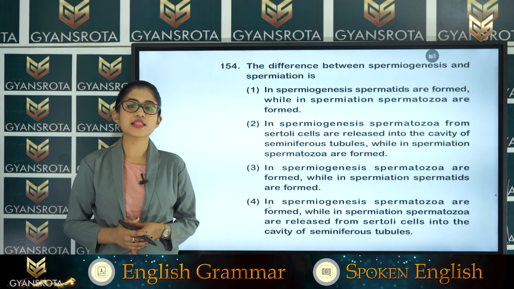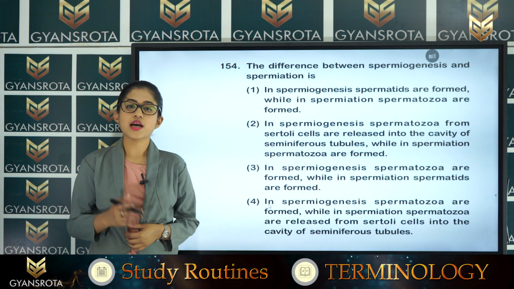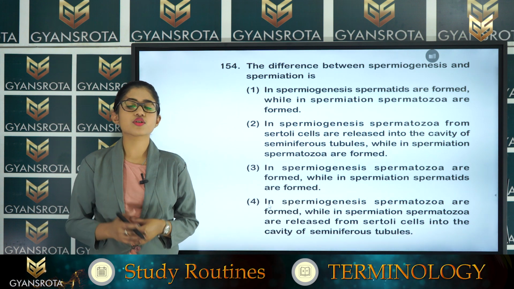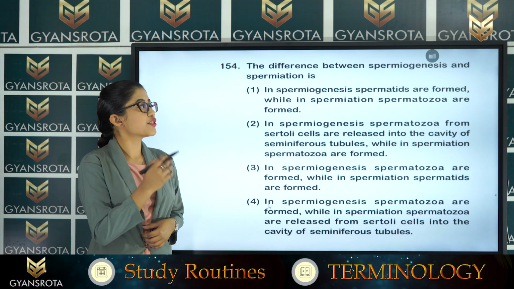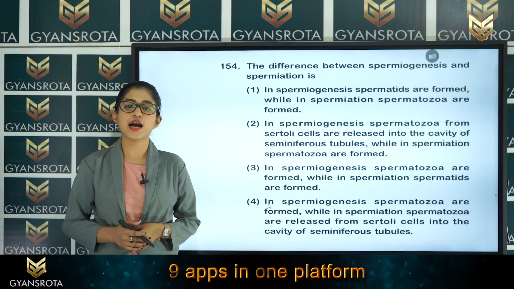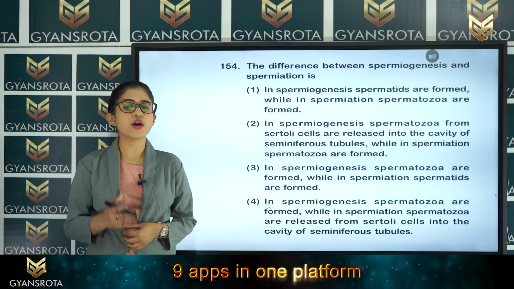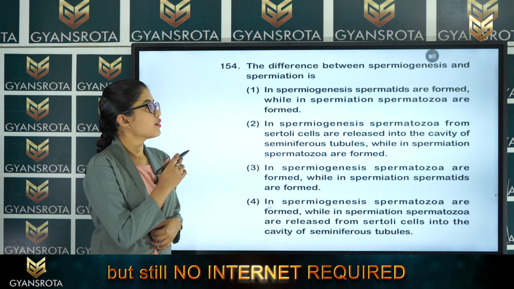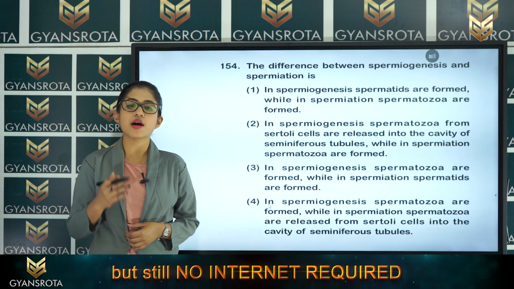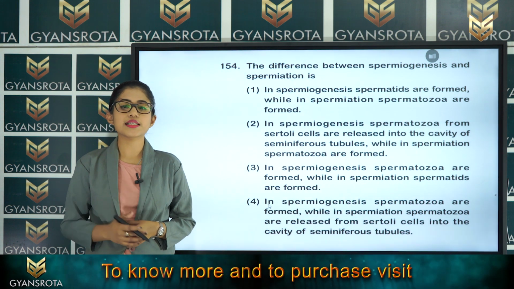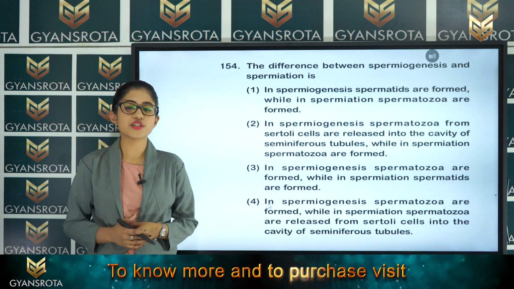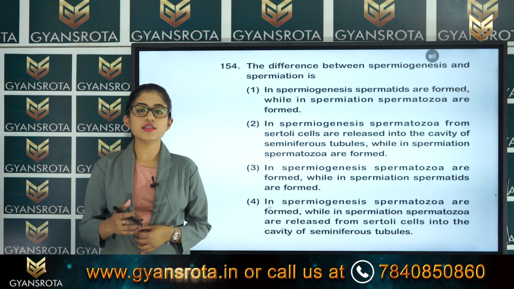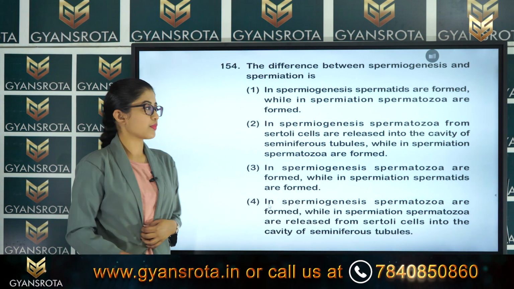There we have discussed the gametogenesis process, and it is of 2 types, that is spermatogenesis and oogenesis. There I have described these 2 terms, that is spermiogenesis and spermiation. I hope you have very clearly remembered the definition of these 2. So, the first option says that in spermiogenesis, spermatids are formed, while in spermiation, spermatozoa are formed. Is this the correct difference between these 2? No.